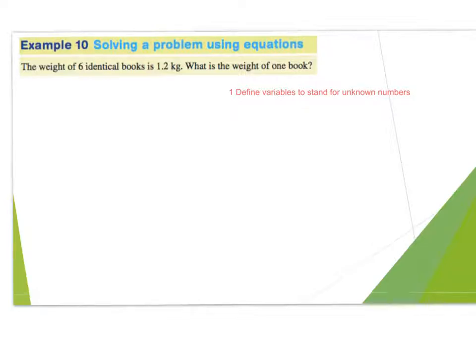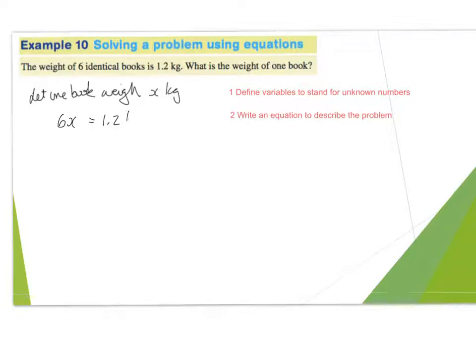So we're going to start off with this statement. We're going to say, let one book weigh x kilograms. So that is number 1 done. Step 2, write an equation to describe the problem. So looking at the question, the weight of 6 identical books, which means 6 times x. If one book is x kilogram, then 6 books will be 6x, will equal 1.2 kilograms.